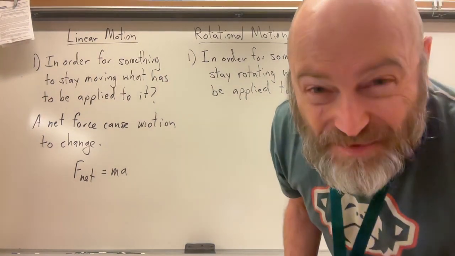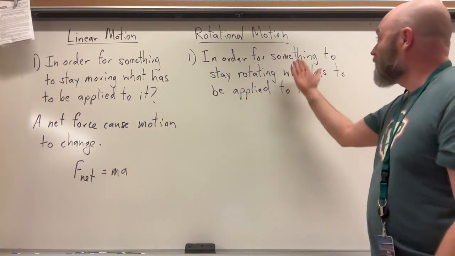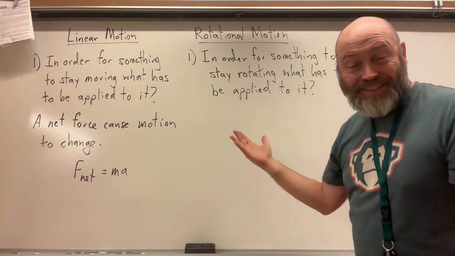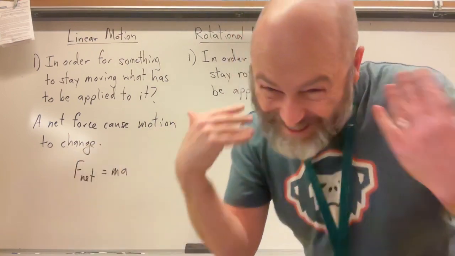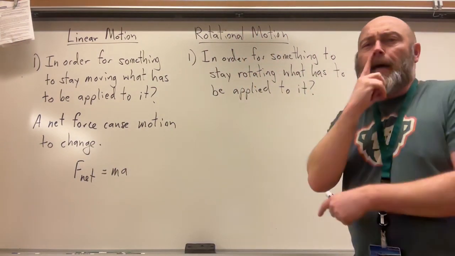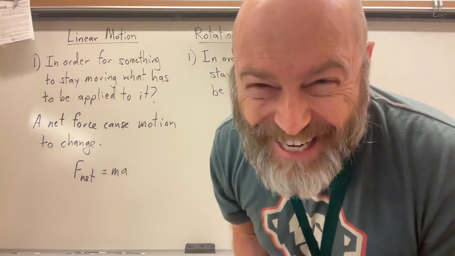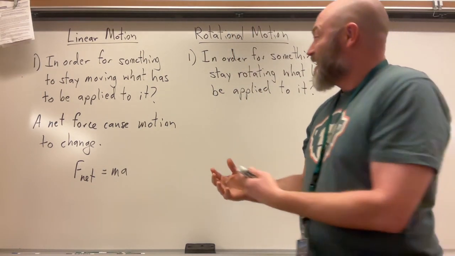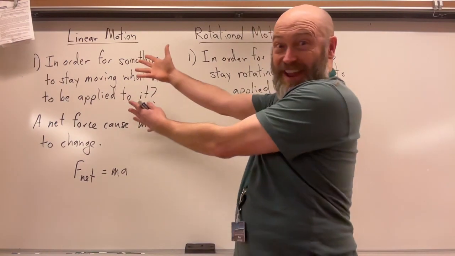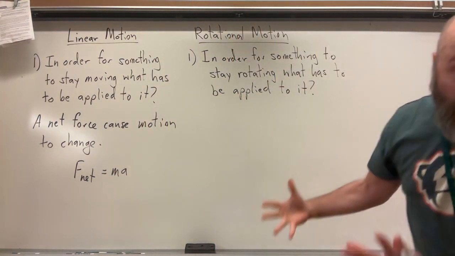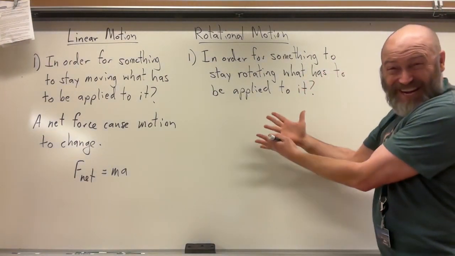So if we talk about rotation, guess what? We're going to start the same way. In order for something to stay rotating, what has to be applied to it? If you want, you can pause and think about it. But the answer is nothing. Just like we said over here, due to inertia, an object in motion stays in motion along a straight line. Well, over here, it's the same thing.